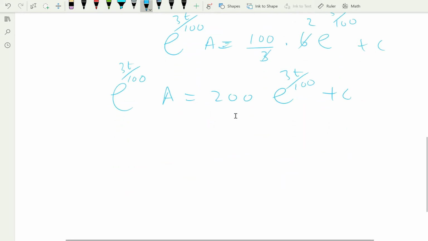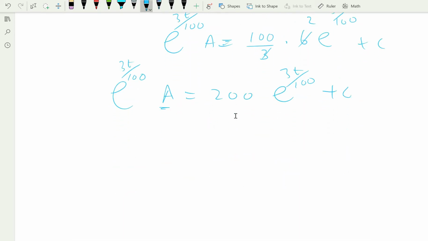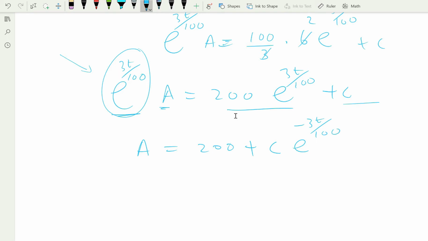Nice. Now to get the explicit solution, we can divide by e^(3t/100), so we take it to the right hand side. Let's divide term by term. 200 e^(3t/100) divided by e^(3t/100) cancels out, so it's 200 times 1, plus c divided by e^(3t/100), which we can write as c e^(-3t/100). So that's the explicit solution.